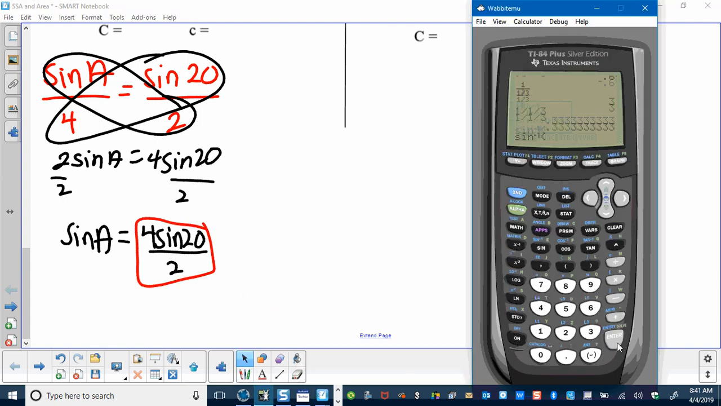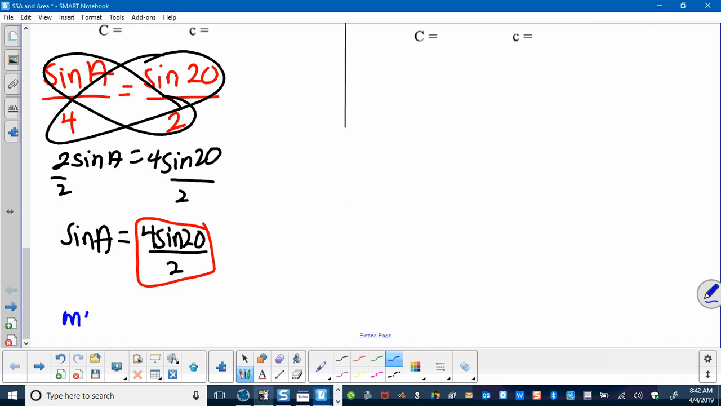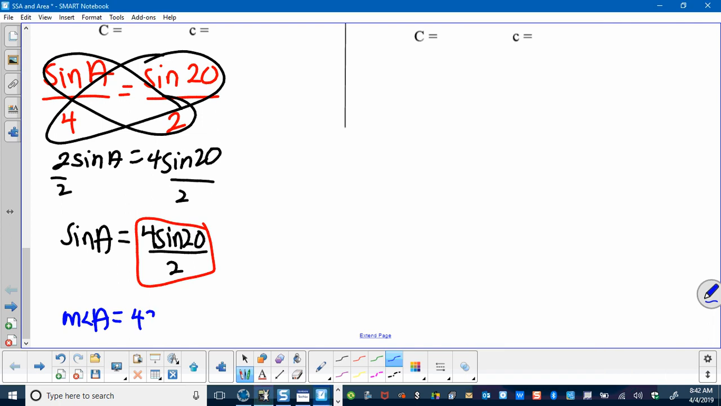So alpha y, enter. If you want the fraction, 4 sine 20 over 2. Click enter, and you get measure of angle A is 43.16017778, probably continues on further than that, degrees. In this section, I would like you to round degrees to the whole number. Yeah, I said it, the whole number. So this would just be 43 degrees.